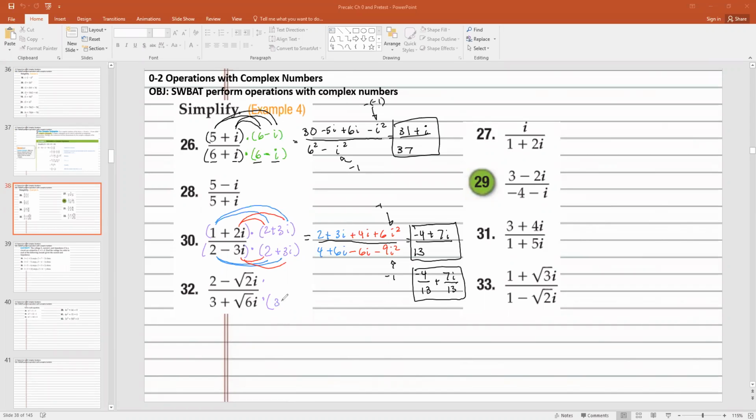Sorry, multiply by the conjugate of the denominator. So that's the plus, so we want to make it minus. So 3 minus square root of 6i. And notice that the i is not inside that square root. Okay, it's outside of it. Why didn't I change the color? There you go. 3 minus square root of 6i.